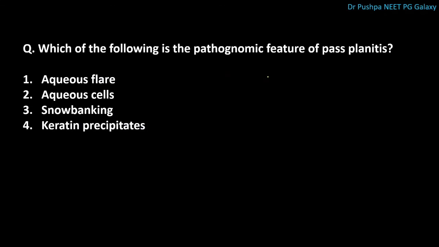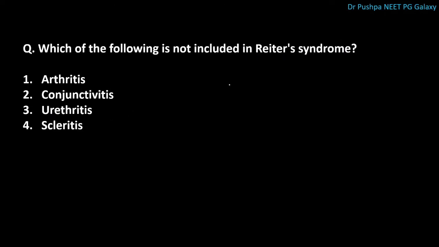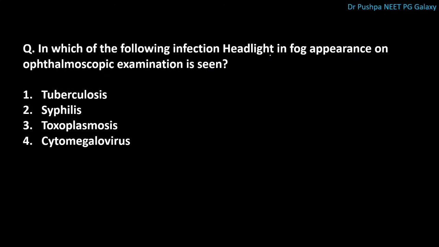Next question is, which of the following is the pathognomonic feature of pars planitis? The correct answer is snow banking. Snow banking means there are deposits present on the pars plana. Next question is, which of the following is not included in the Reiter's syndrome? The correct answer is scleritis. Next question is, in which of the following infection headlight in the fog appearance is seen on ophthalmoscopic examination? The correct answer is toxoplasmosis.